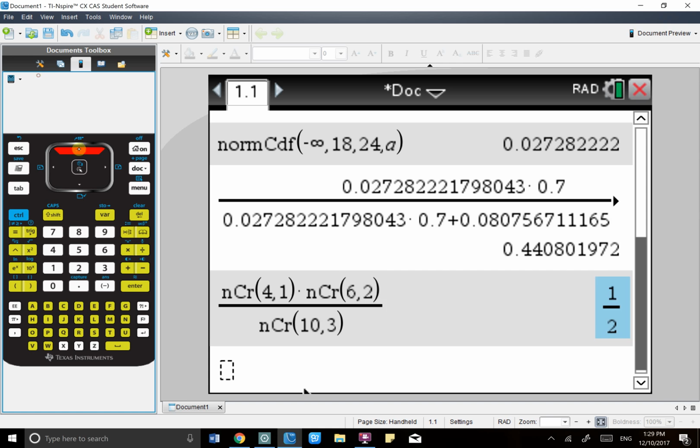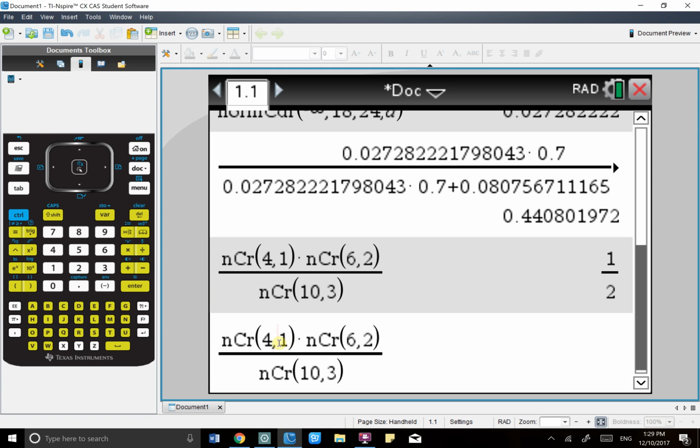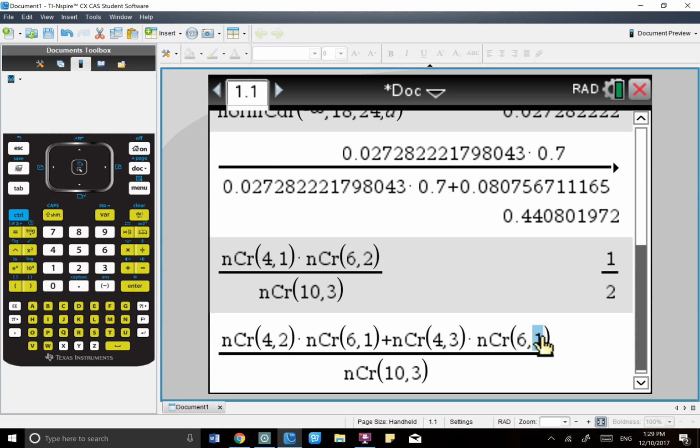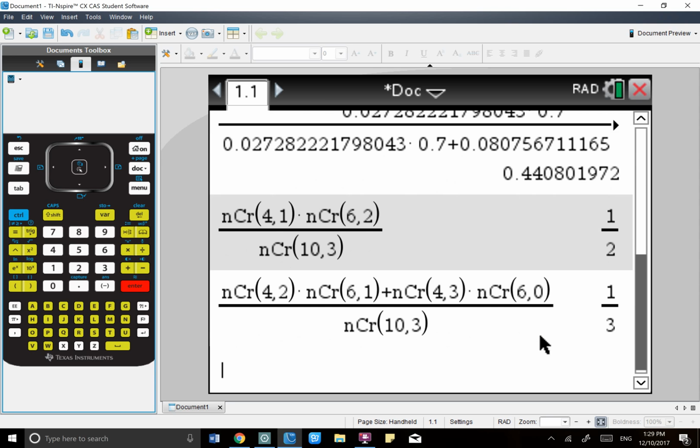Let's double check it. I want 2 here. I want 1 here. Control C plus Control V. Okay, I can have 3 here and 0 here. Okay, a third. That's a third. You can do it by hand approach or you can use calculators to do it. So that's a third. Okay, any question about this?